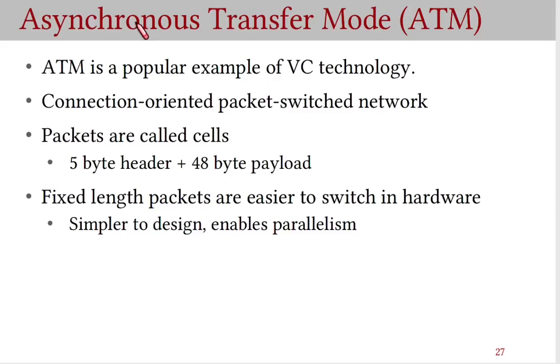Another networking technology where virtual circuit switching had been successfully used is called ATM, or asynchronous transfer mode. This is a connection-oriented packet switched network. In this network, packets are of fixed size and they are called cells. So each packet has a 5-byte header and a 48-byte payload. All in all, 53 bytes. The designers of ATM chose a fixed cell size of 53 bytes because it turns out that fixed length packets are easier to switch in hardware and allow simpler hardware design.